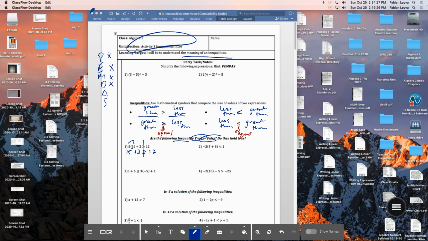Now, I want you to do these steps. Some students can do this in their head, but I want to see every single step. 15 plus 2 is a positive 17, and that supposedly is greater than or equal to 12. Now, is this a true statement? Is 17 greater than or equal to 12? Yeah, it's greater than, right? The alligator would eat the greater side of 17, so that means that this is true, the true inequality.